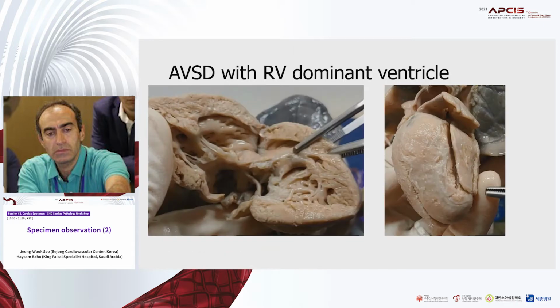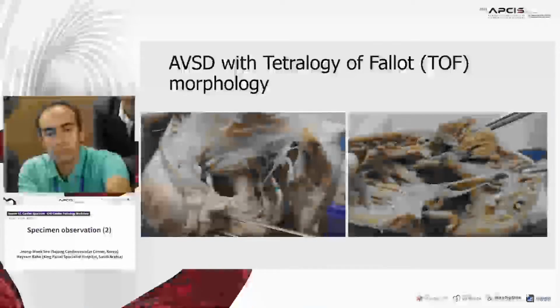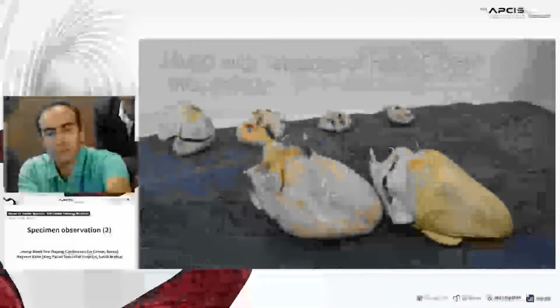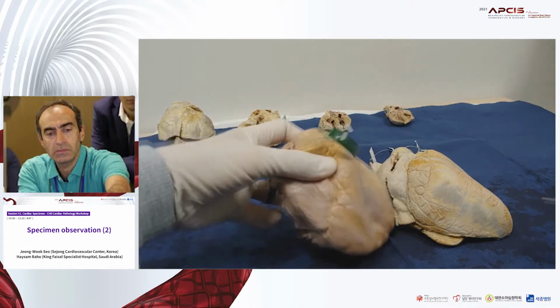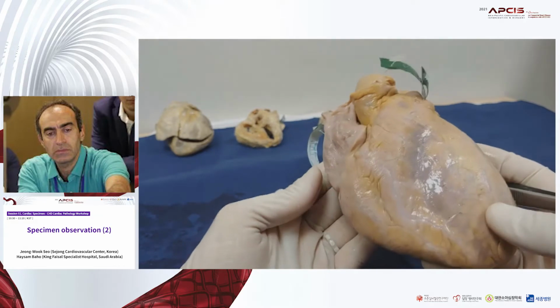atrioventricular septal defect with right ventricular dominant ventricle, and finally, an AV septal defect with tetralogy of Fallot morphology. So first, let's take a look at a normal heart from the anterior aspect.